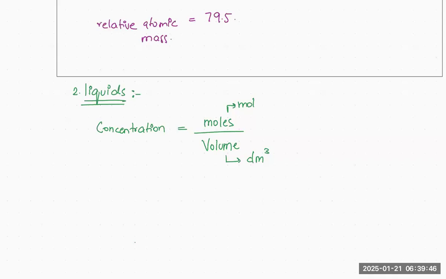So please keep in mind that you will need to convert your centimeter cube into decimeter cube. If you want to convert centimeter cube into decimeter cube, divide it by 1,000. And if you want to convert decimeter cube into centimeter cube, multiply it by 1,000. Now, these calculations are really, really important when we talk about our titration calculations.